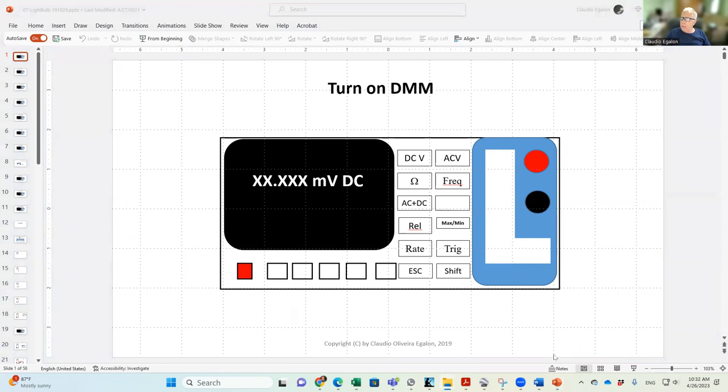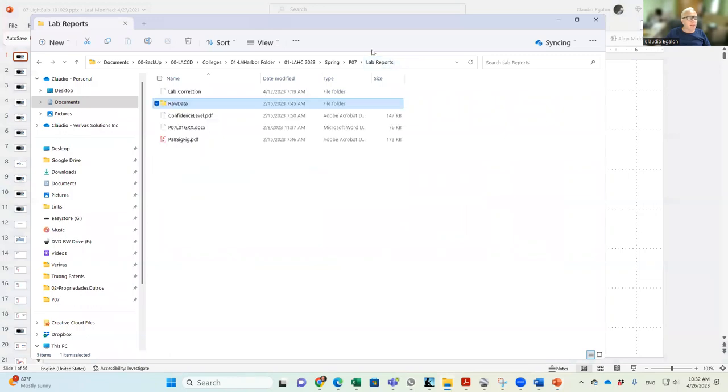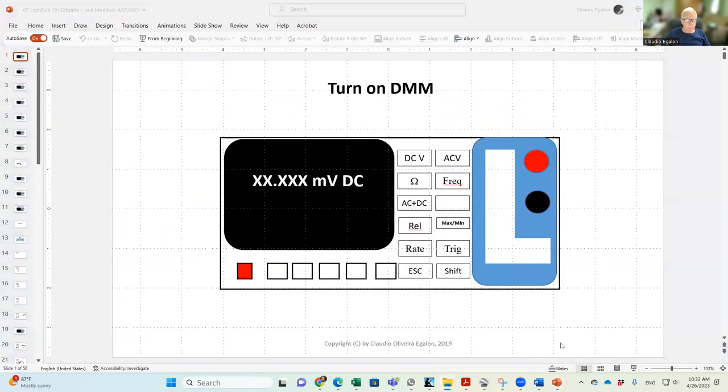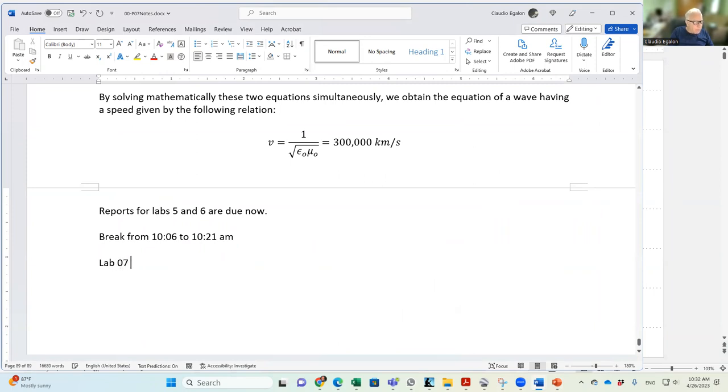So lab seven, nope, not this one, I want raw data. Here you go. Lab seven. Flashlight bulb.